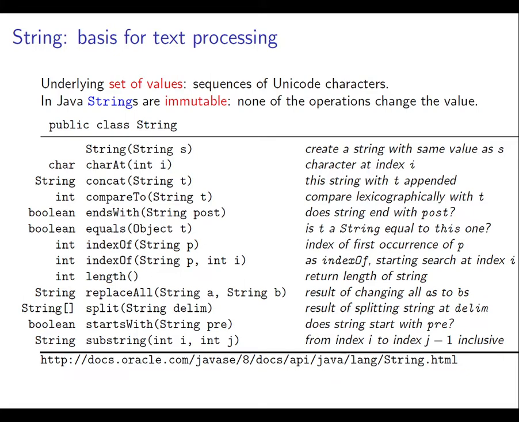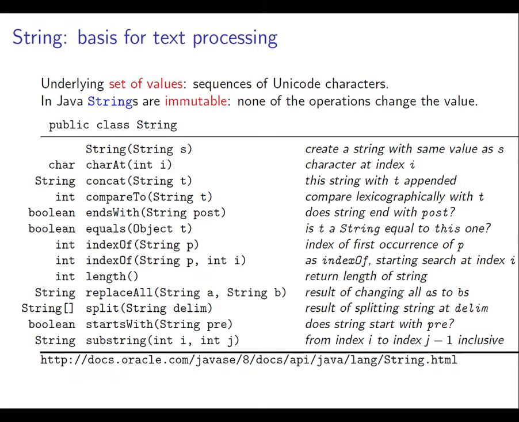So the underlying set of values of strings is sequences of Unicode characters. One of the most important things to notice, which sometimes confuses people, is that in Java, strings are immutable, in that none of the operations, none of the instance methods that you can call on a string object, actually changes the value of the underlying string. Well, what do we mean by that?